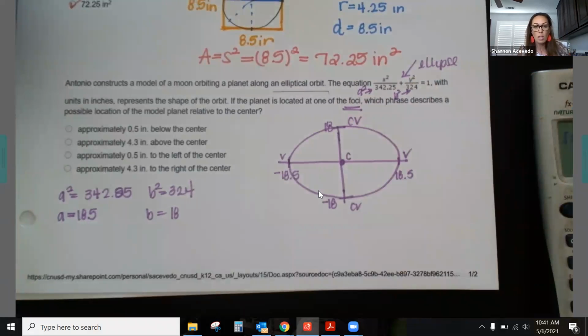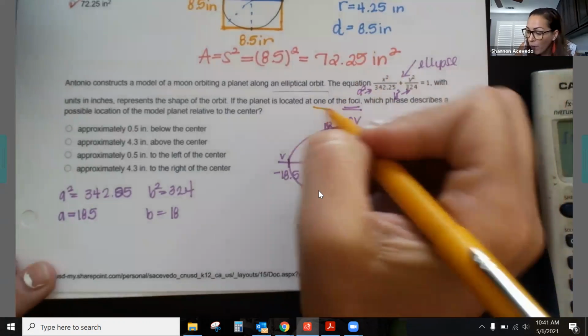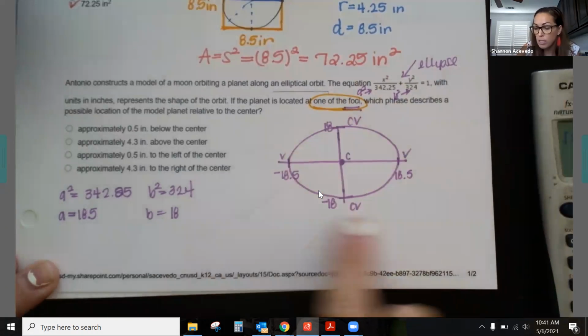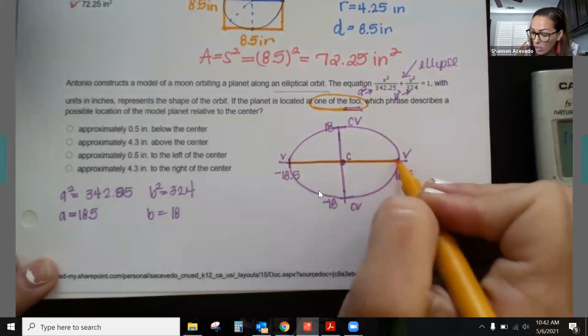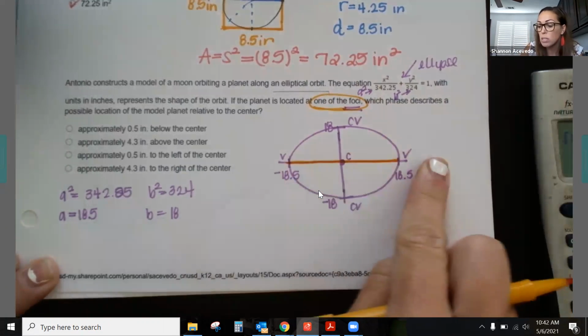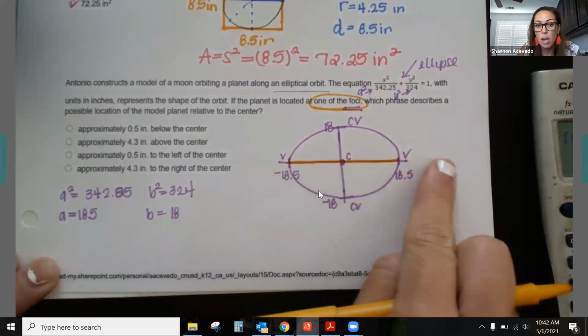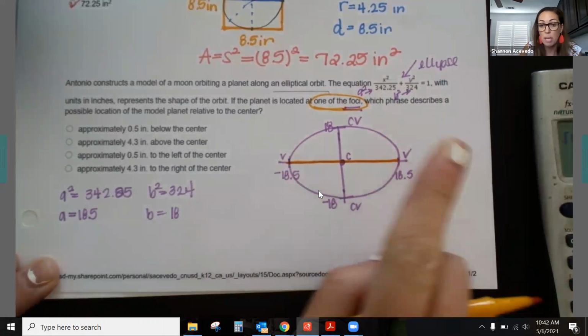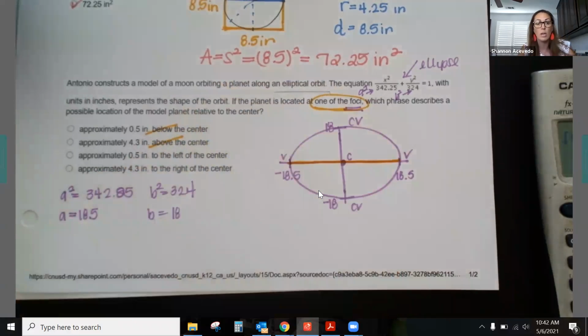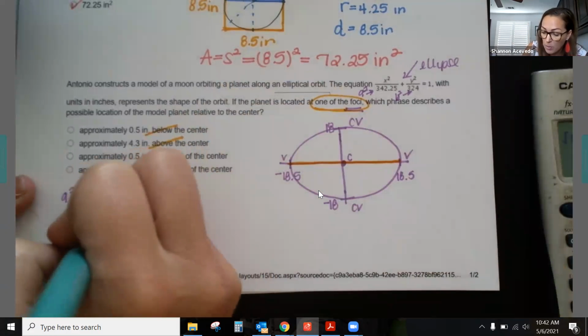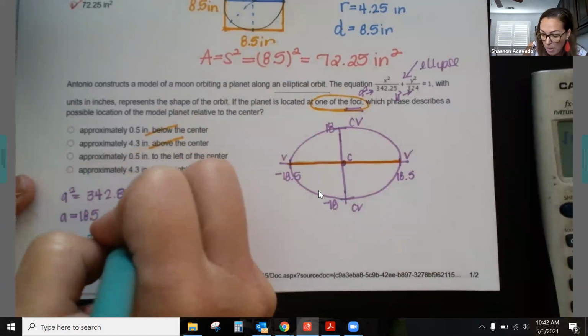So what are we trying to get? If a plant is located at one of the foci, we're looking to see where the foci is going to be on here. Now remember, the foci are always going to be on my major axis, so it's going from vertex to vertex. So I know it's going to be somewhere left or right of the center. I know it's not going to be above or below. So the next piece is, in order to find my foci, we need to know our C. Since this is an ellipse, C squared is equal to A squared minus B squared.